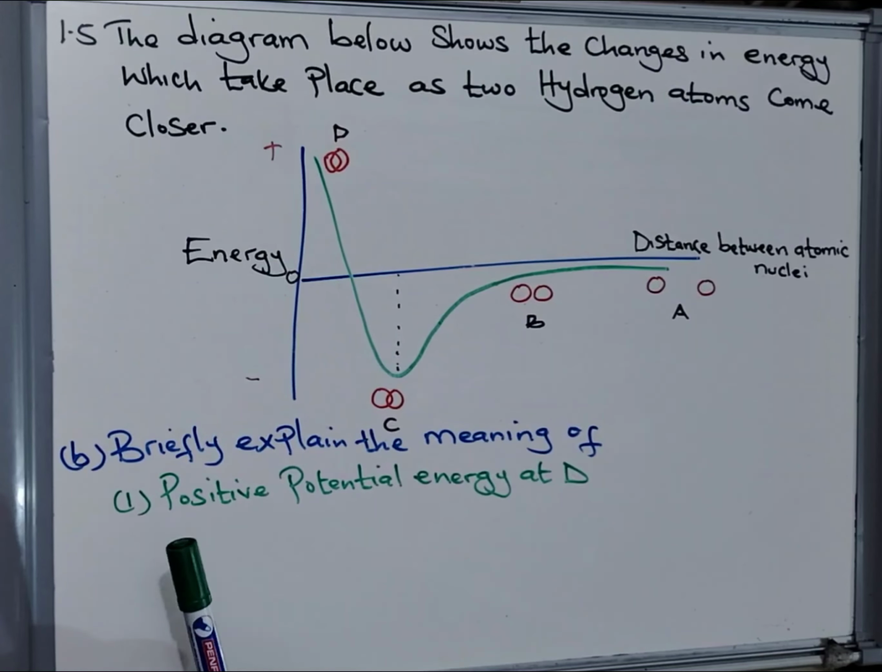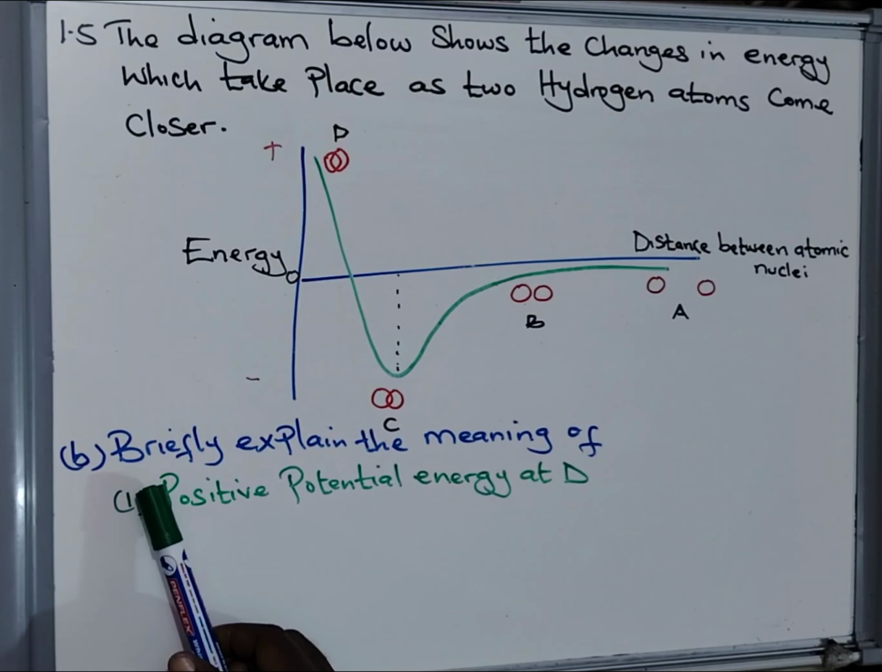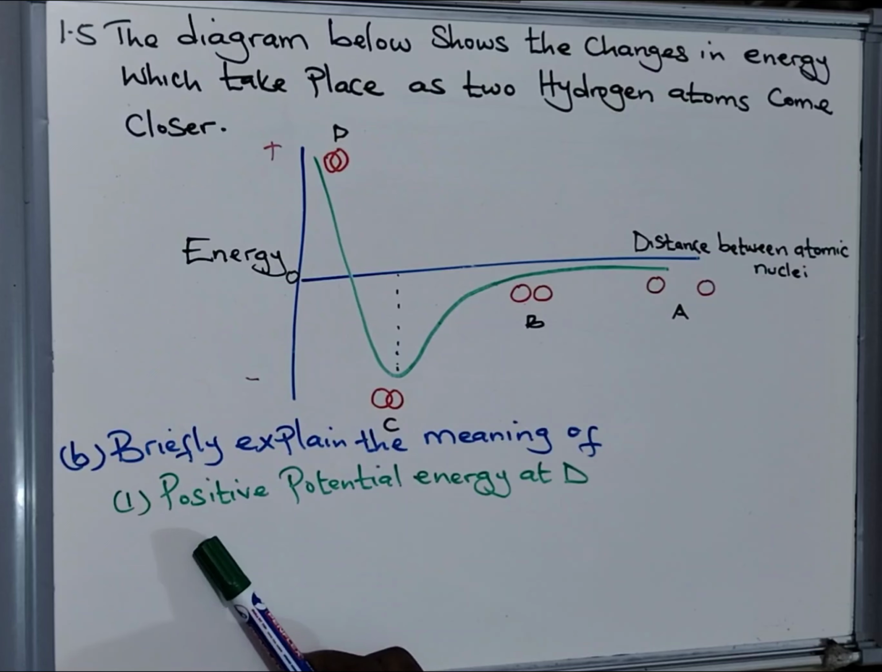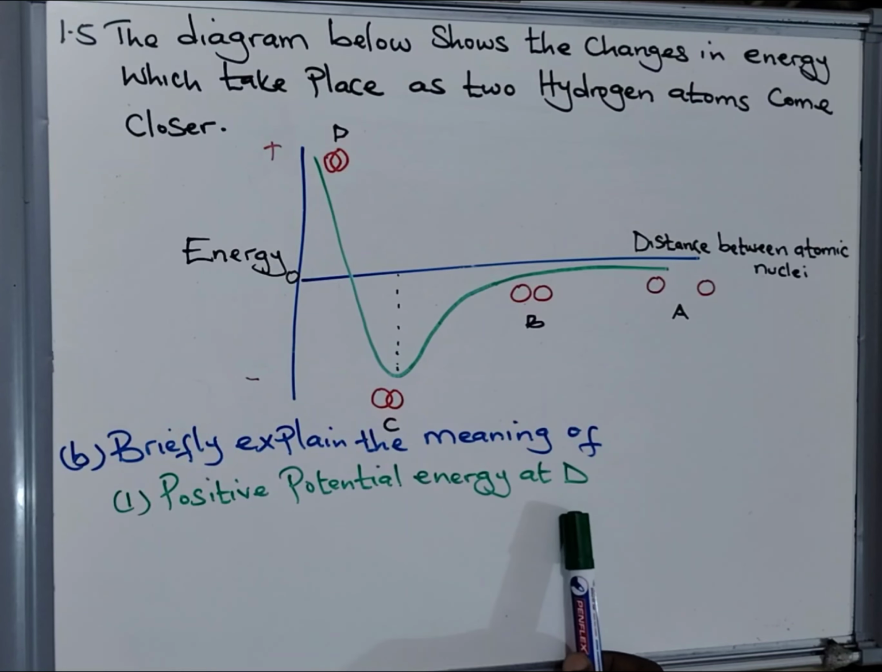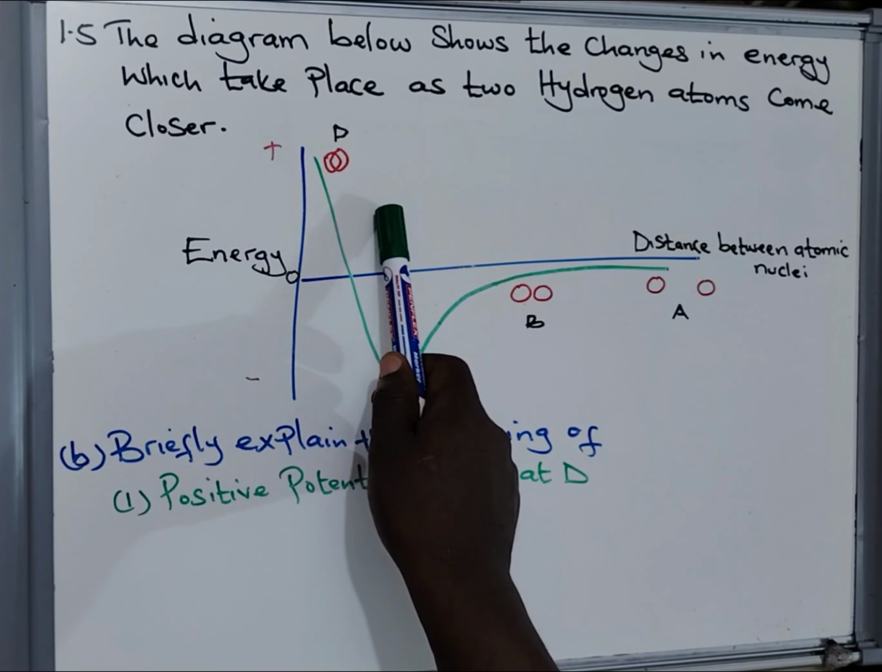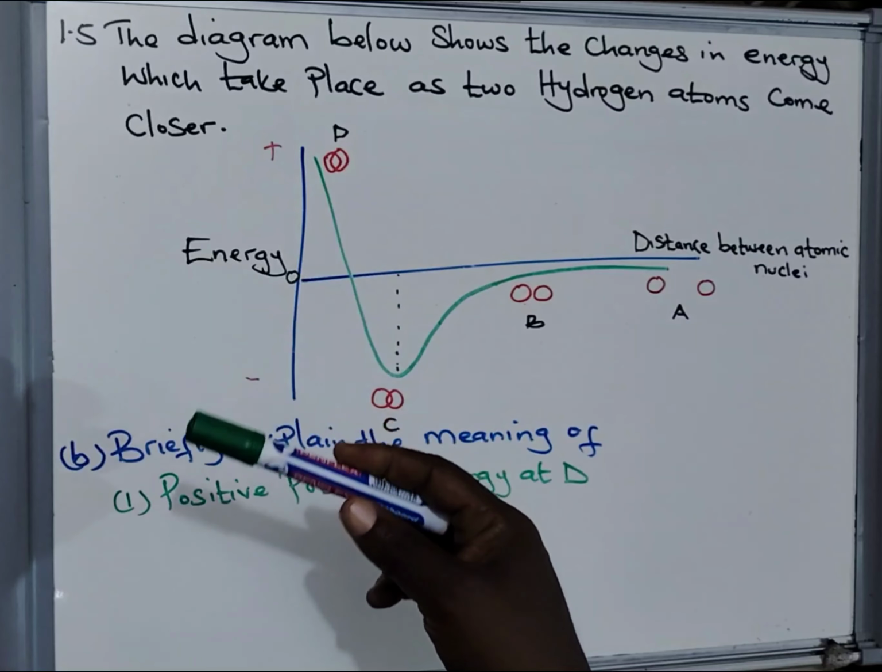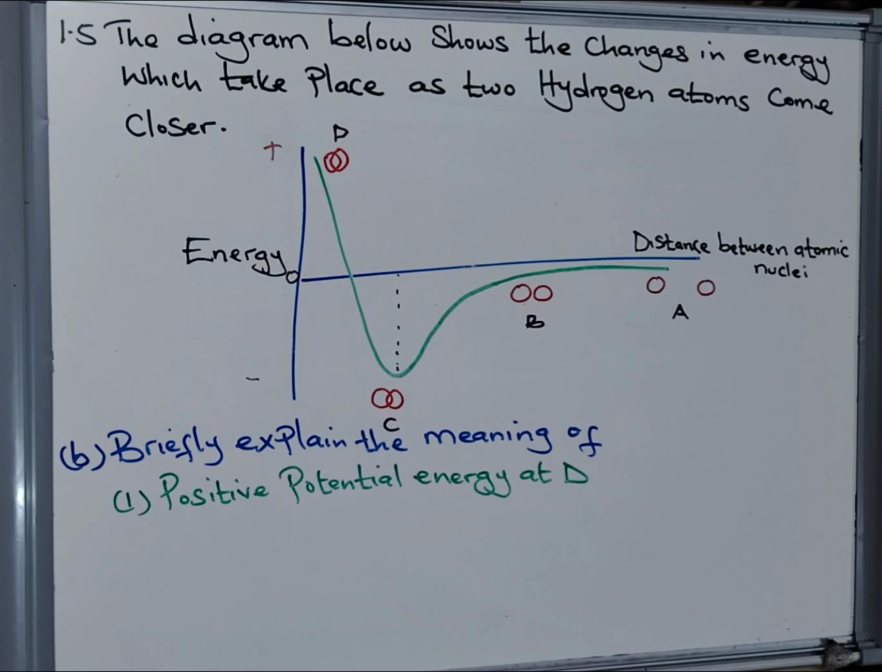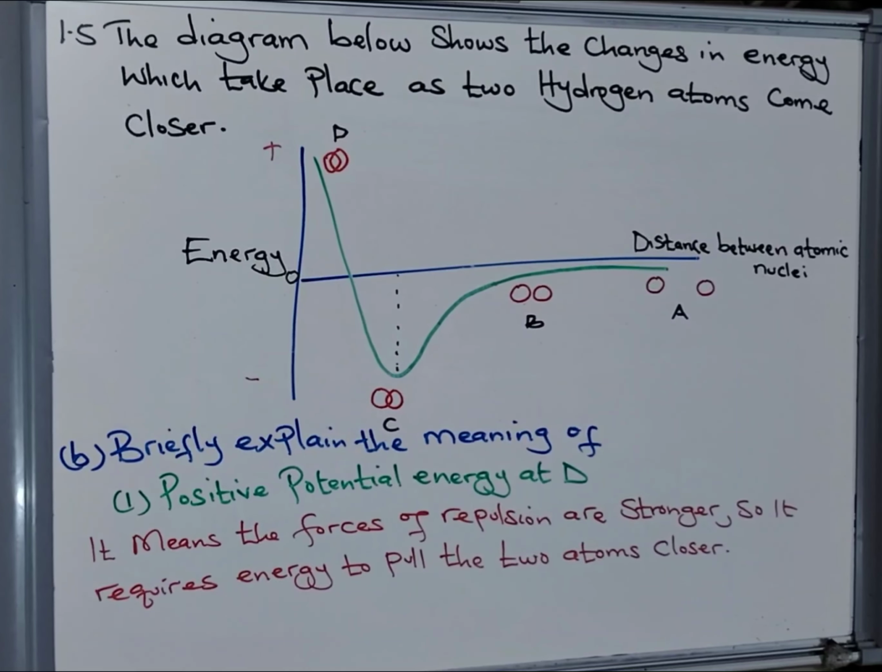Yeah. Then comes this one. It says that briefly explain the meaning of positive potential energy at D. Okay. What does it mean? It means that the forces of repulsion are stronger, such that it requires energy to pull the two atoms closer. Yeah, that is that.